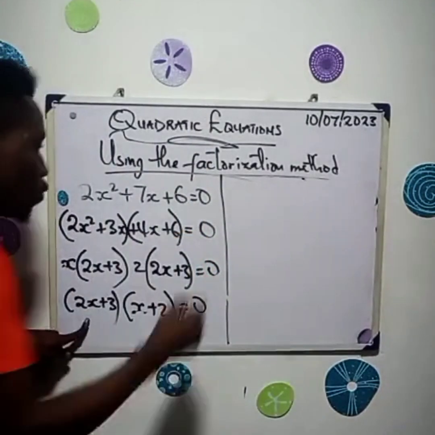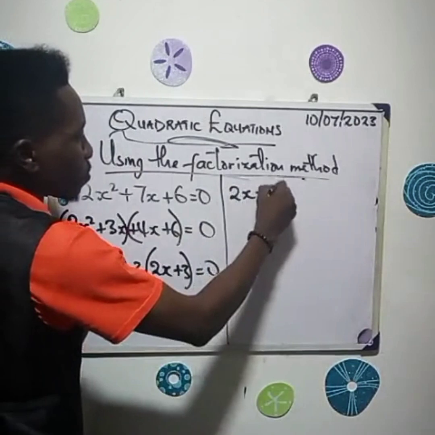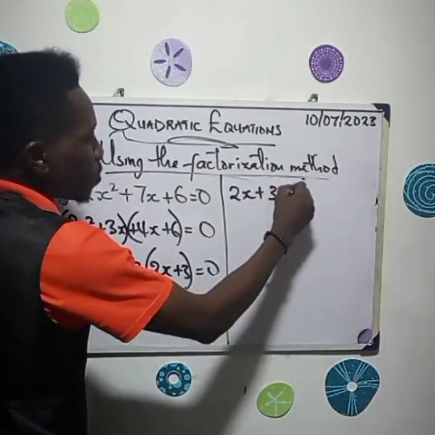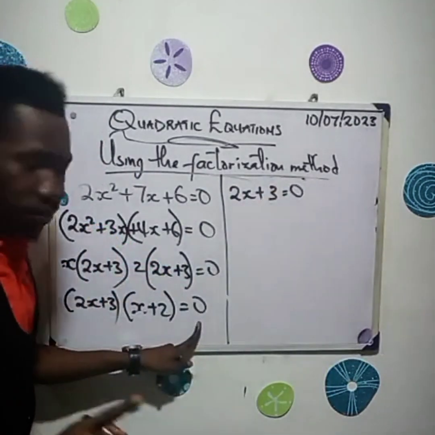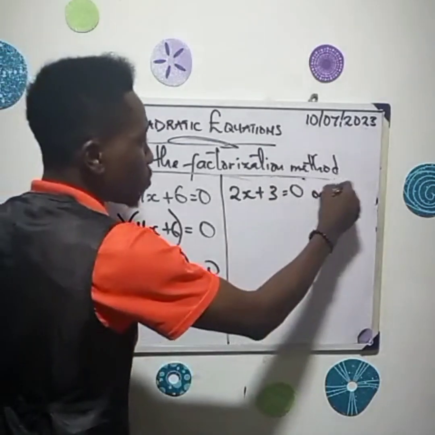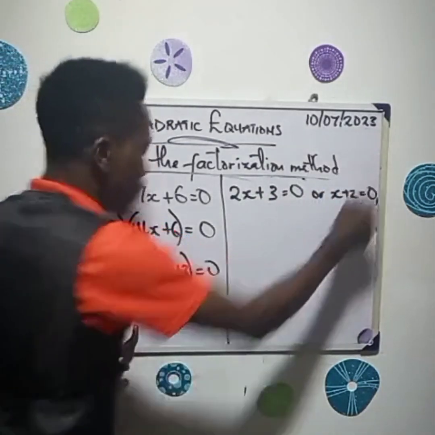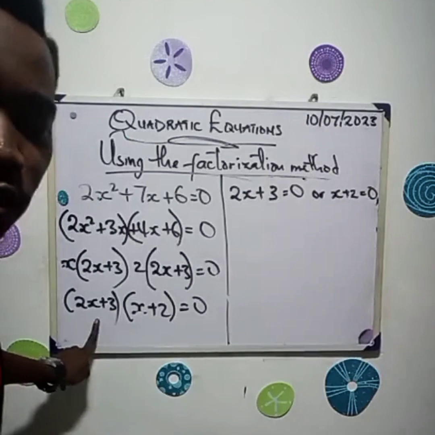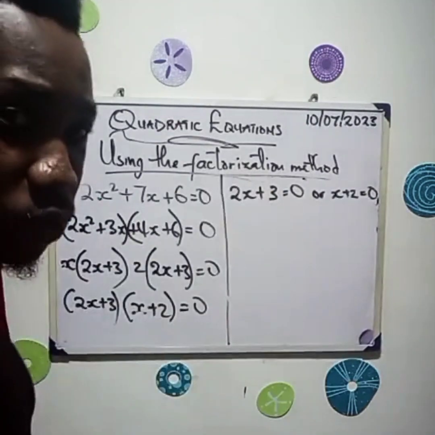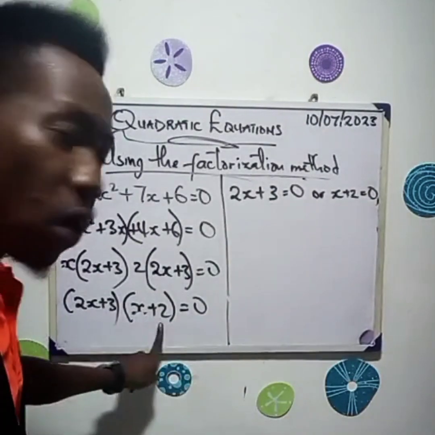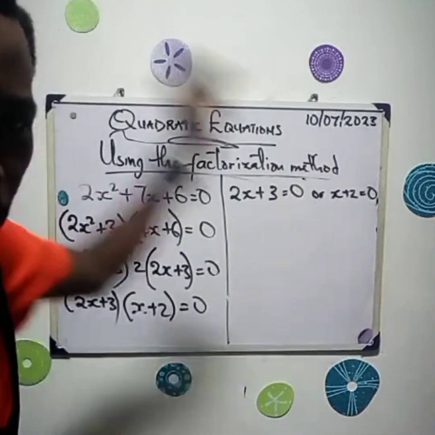So we're going to have 2x plus 3 equals 0, or x plus 2 equals 0. So it's either this equals 0, that's one of the values when you solve it as an equation, or x plus 2 equals 0, that's the second one also.